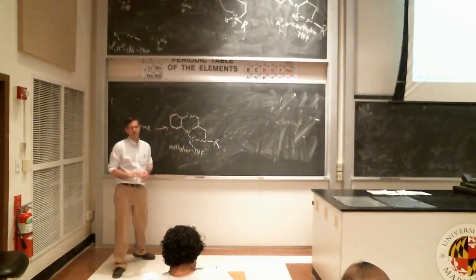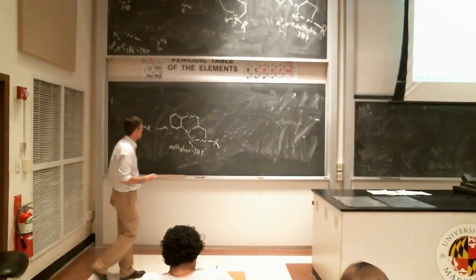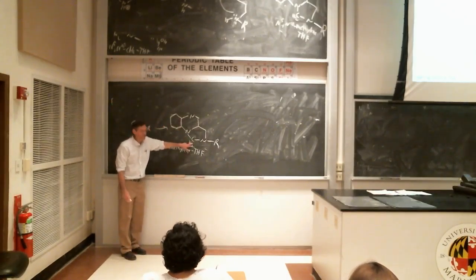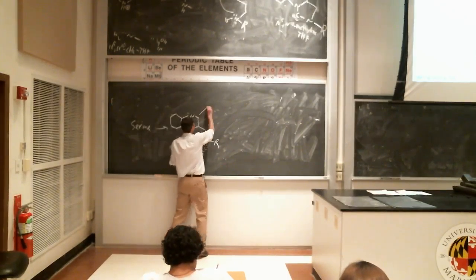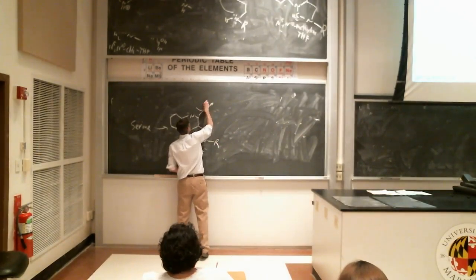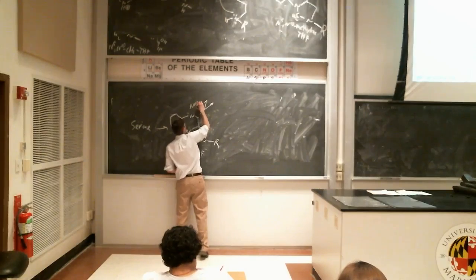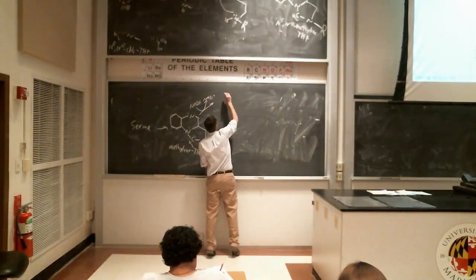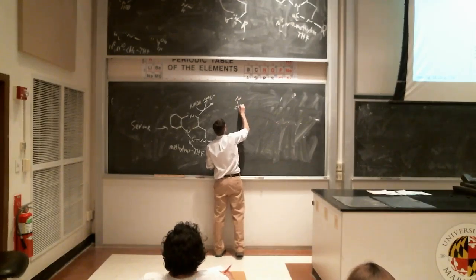And one such enzyme is an enzyme that's a reductase, which can reduce this methylene group to a methyl group. And the reducing agent is NADH. And I believe it makes N5 methyl.